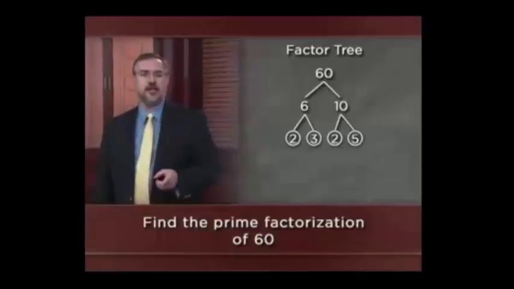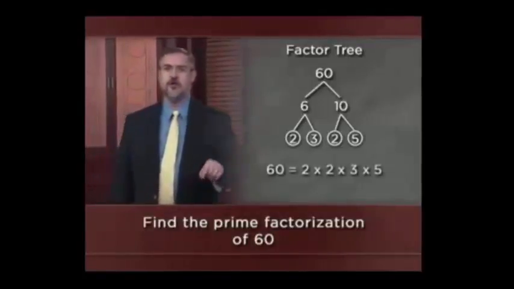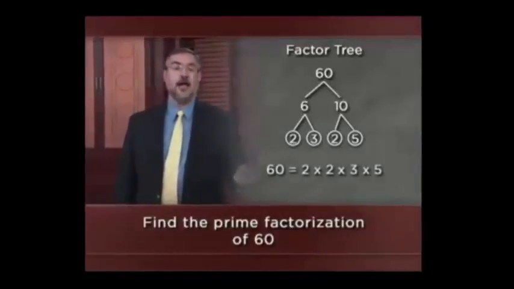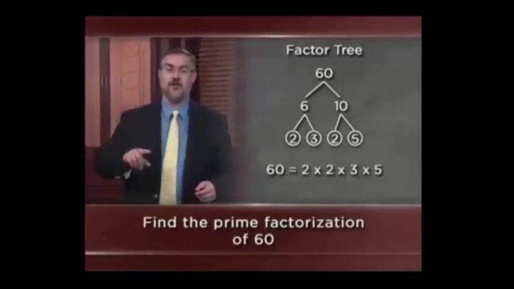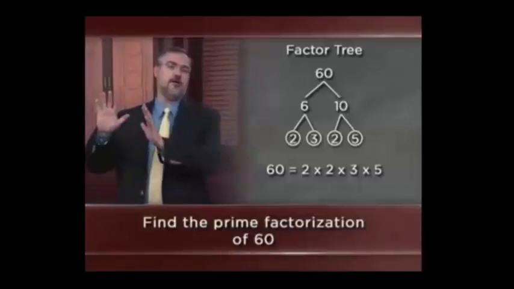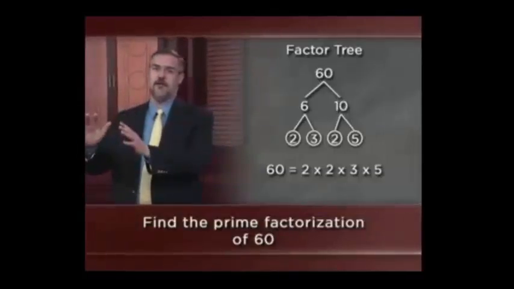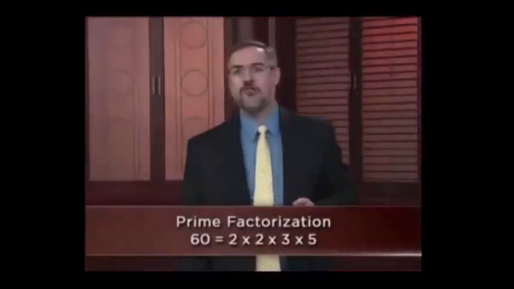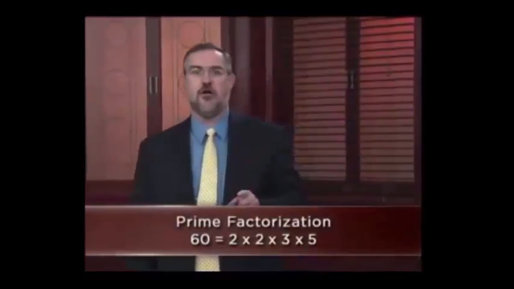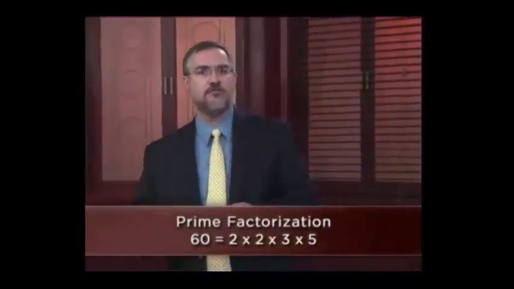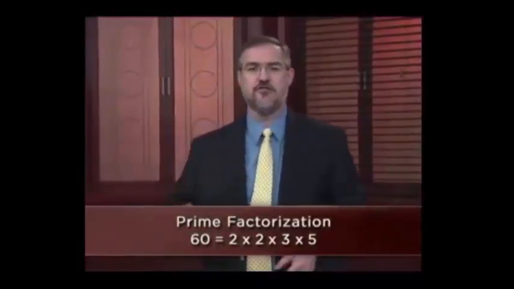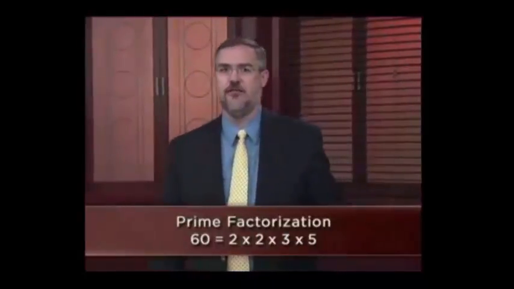We can write 60 as 2 times 2 times 3 times 5. And that's because I have a 2 and another 2 and a 3 and a 5 circled in my factor tree. Now, by the way, I always like to write things from smallest to largest when I write down such a prime factorization. And that's why I wrote the factors the way I did, with the 2's first, then the 3, and then the 5.